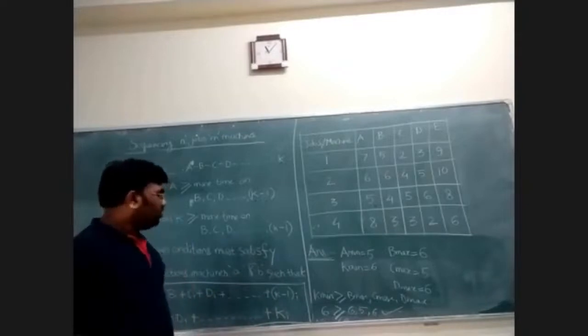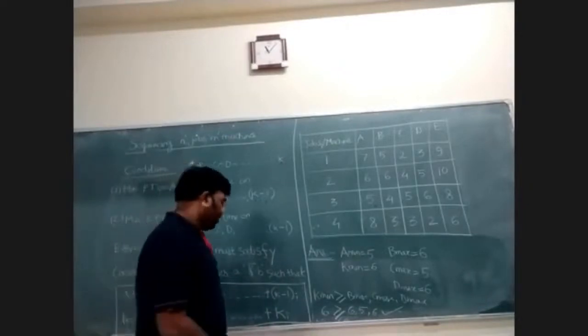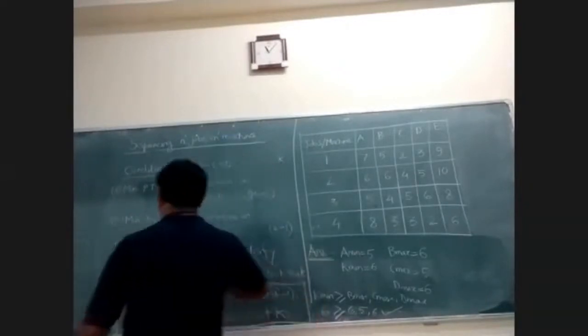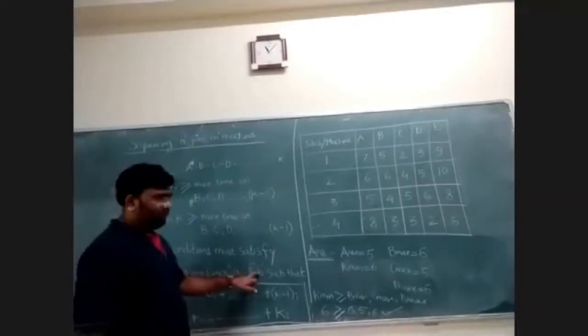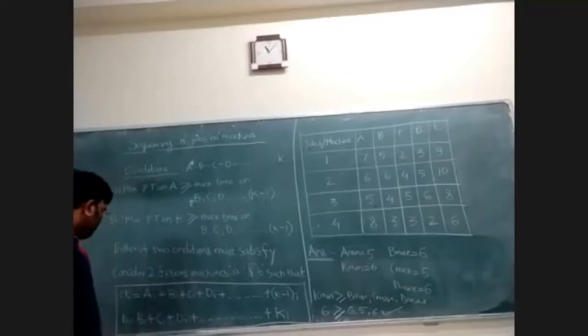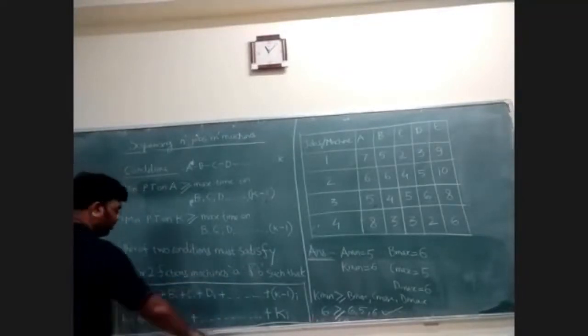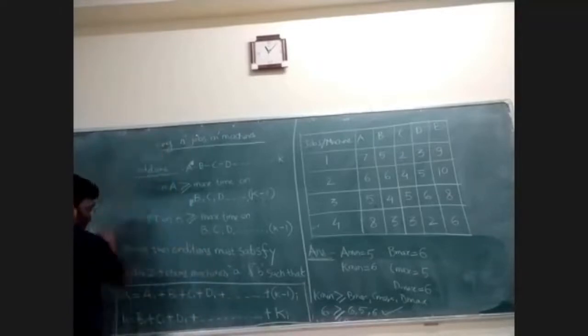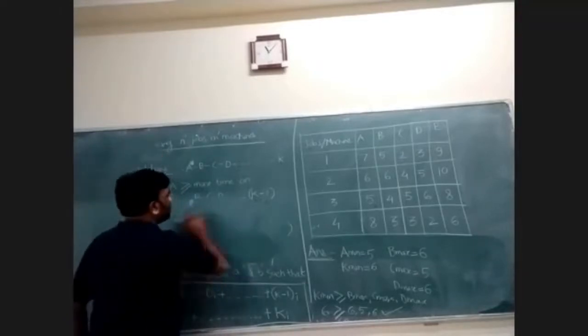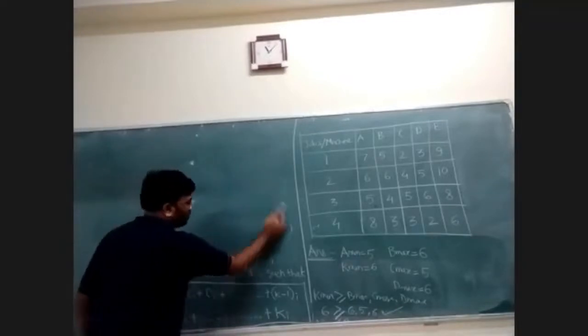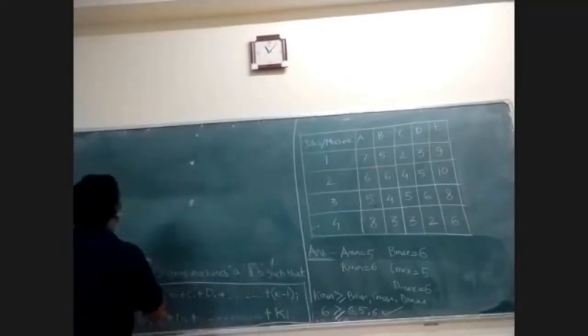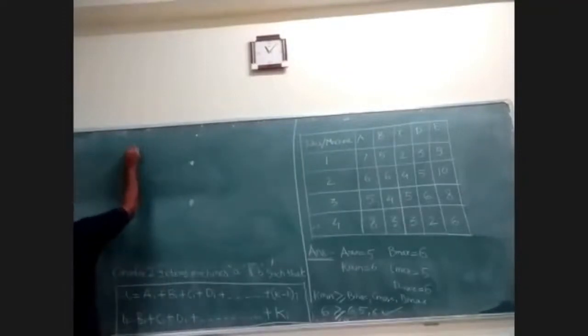So now let's move ahead and follow the next step. What is the next step? We have to consider two fictitious machines A and B, and the processing times of these two fictitious machines will be found out by this method. So let's apply this second step now. Consider two fictitious machines A and B. So I have jobs here.